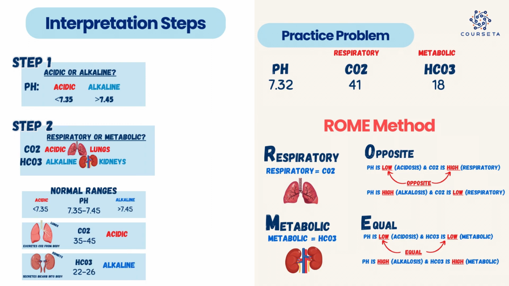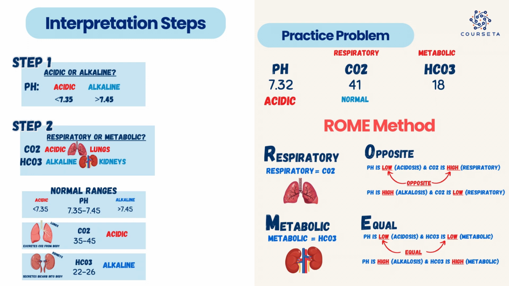Okay, so let's turn it around here. Let's say that the pH was 7.32, the CO2 was 41, and the HCO3 was 18. Okay, so let's do the ROME method again. pH 7.32. Step number 1, is it acidosis or is it alkalosis? Okay, we know that it's acidosis because it's below the 7.35. Okay, going on to CO2. It's 41. Okay, well that's normal for the CO2. 35 to 45, it's in normal range. Okay, so it's not respiratory opposite, so let's move on.